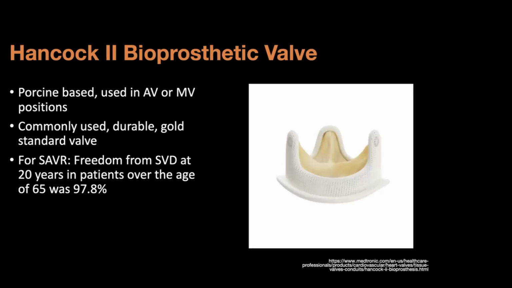Now, the pertinent points for this case were related to the Hancock 2 bioprosthetic valve. Oftentimes, we don't get to see what the actual valves look like, or the details, at least in my training. It's a porcine-based valve, used in the aortic and mitral valve positions. It's very commonly used and very durable, kind of a gold standard bioprosthetic valve for a lot of patients.